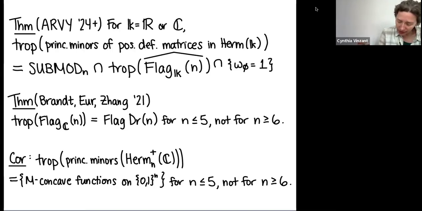And so one immediate corollary is that if we're interested in tropicalizing principal minors of positive definite matrices, then you get all M-concave functions on the 0, 1 cube for n at most 5, but not for n equal to 6, because it's, up to some small details, equal to the tropicalization of the flag variety.